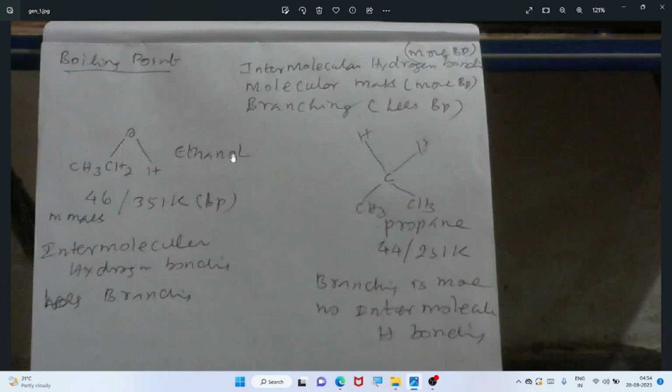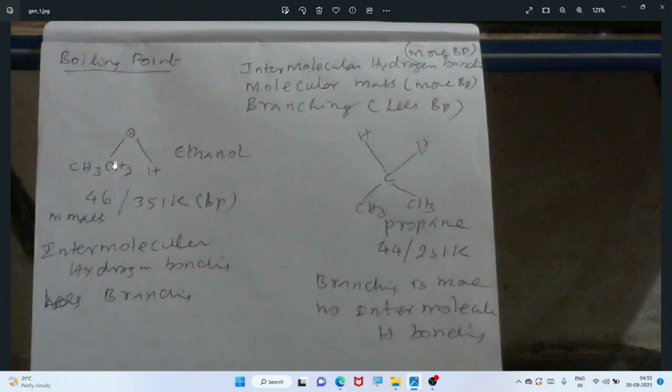Say if you take two molecules with comparable mass, this is 46 and this is 44, comparable mass. This has more branching than this, so this will have the lower boiling point. This is 231, this is 351. So this will have less boiling point due to the branching.